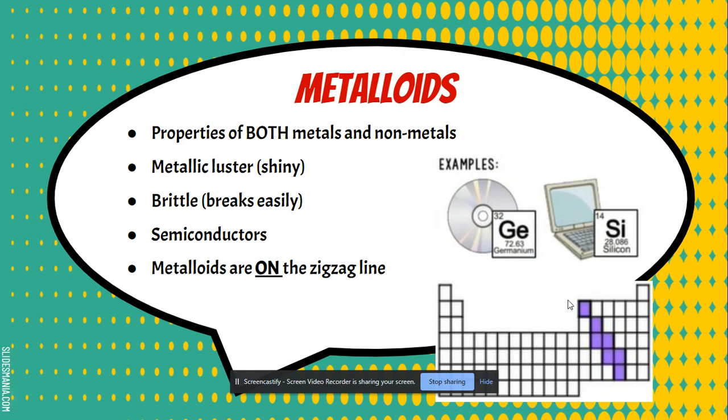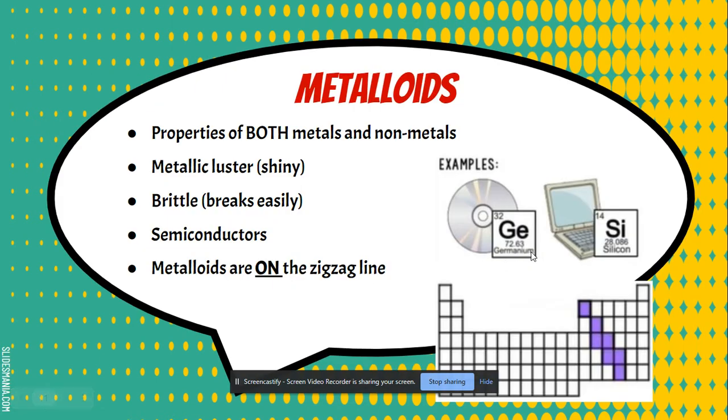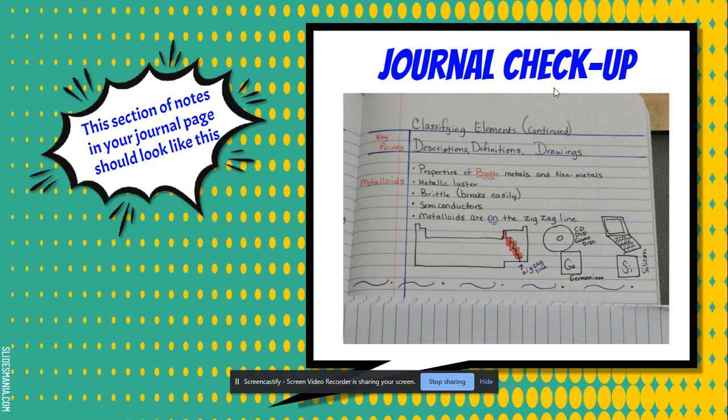Metalloids run right along the zigzag line. Look at the example here. That purple side runs right on the zigzag line. Some examples, guys, are germanium. Germanium is used to make your CDs, your DVDs, and for our gamers, our game discs. Silicone is another example, and you find those in your Chromebooks and your cell phones or computers. The section for metalloids in your journal should look similar to this.